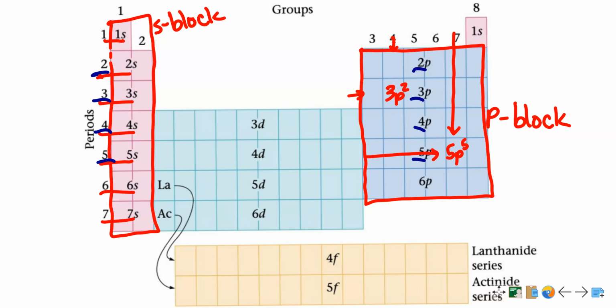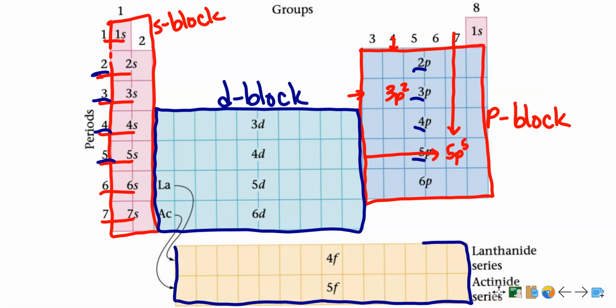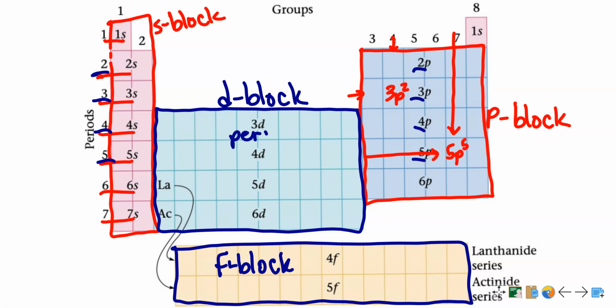Okay? The only place it gets tricky is what we call the d block, which are transition elements. And down here, we call this the f block. Okay? In this case, it's the period minus 1. So 3d, 4d, 5d, 6d, etc. And we'll do a couple of examples to help with this.